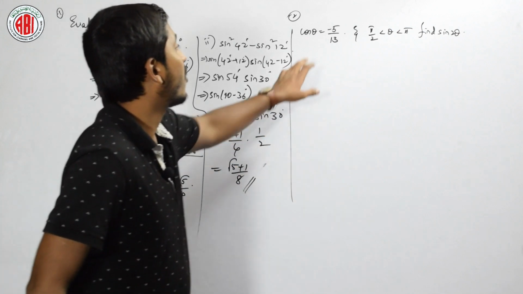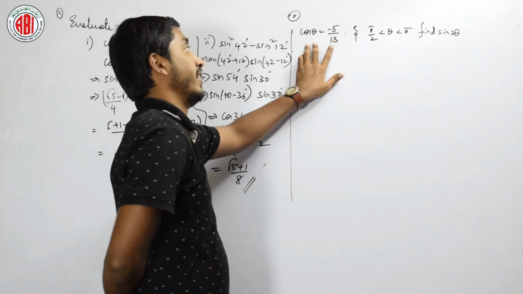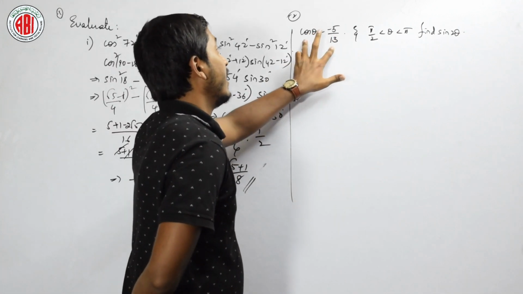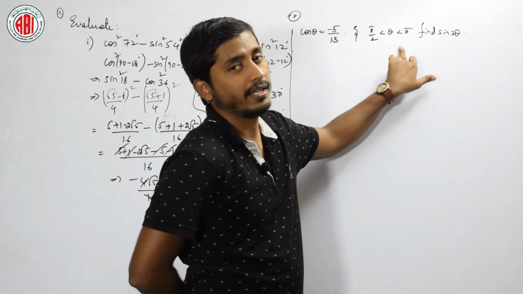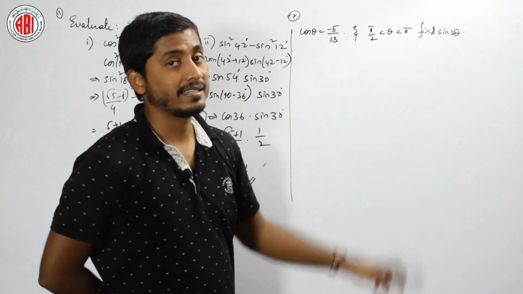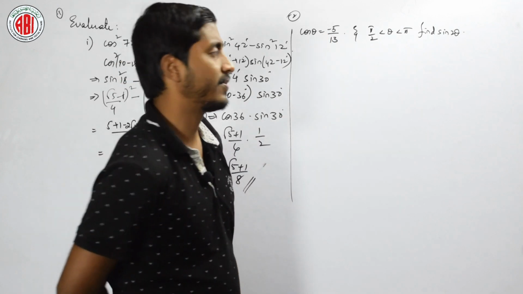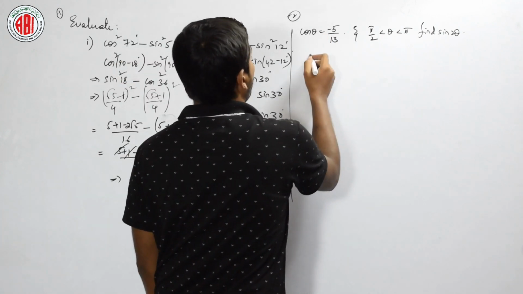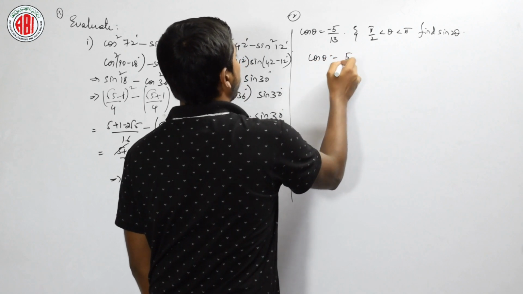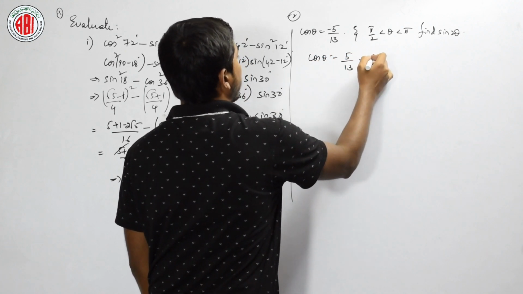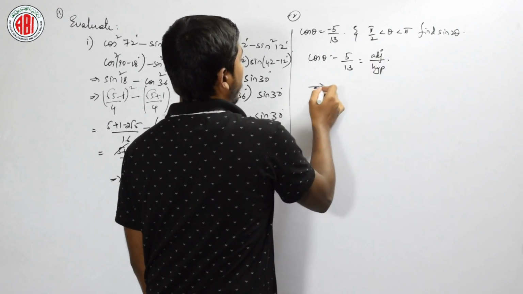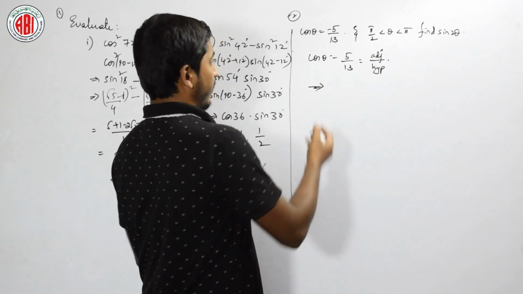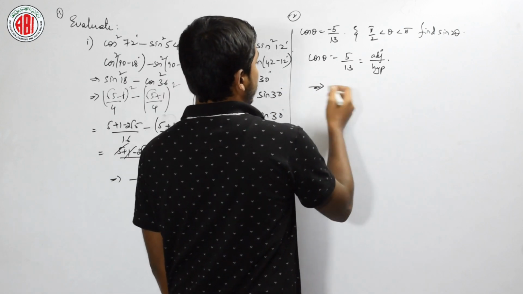He gave the value of cos theta as minus 5 by 13 and he tells that this theta lies between pi by 2 and pi. In which quadrant is it? Second quadrant. That is why the value of cos is negative. Can we find the value of sin? See here, cos theta is given as 5 by 13, which is adjacent by hypotenuse, isn't it? We can find the value of this opposite.